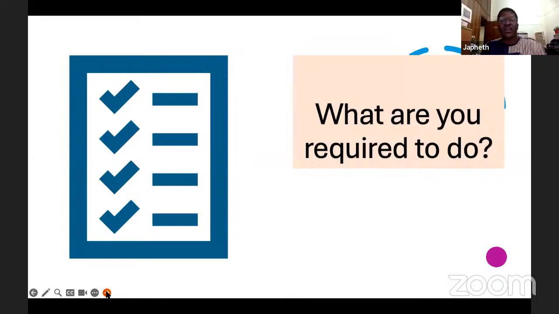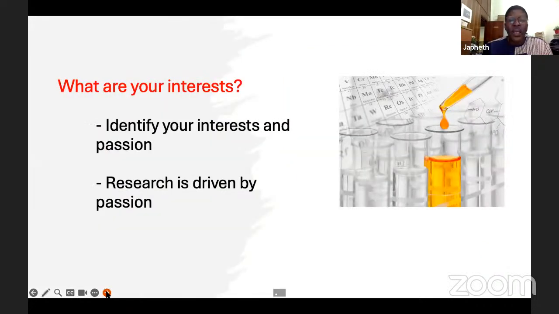So indeed, what are you required to do if you want to be a researcher or to conduct research? In no particular order, I would want to touch on some of these points. But from experience, what is most important and essential is for you to clearly identify where your interest and passion lies.